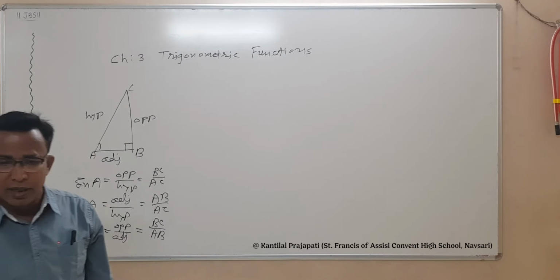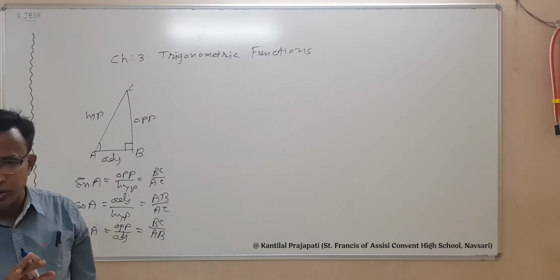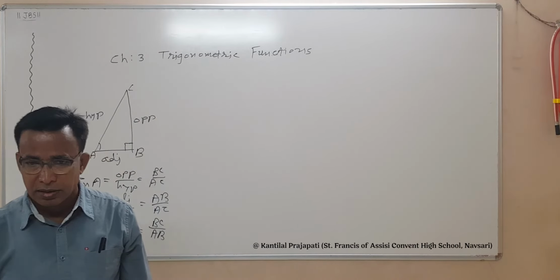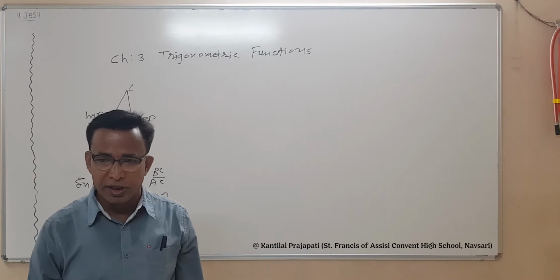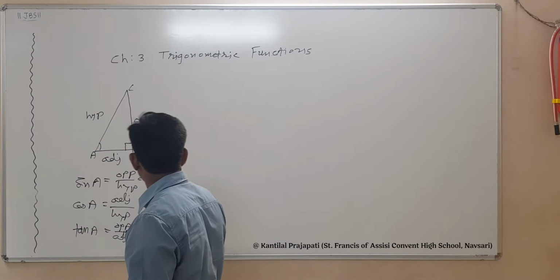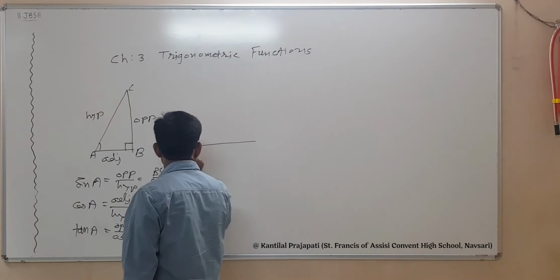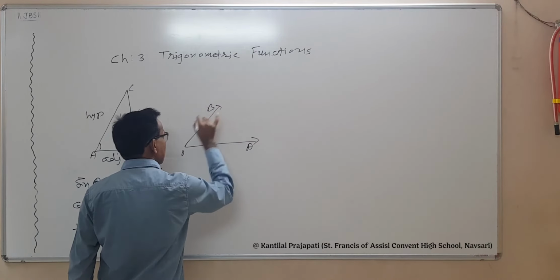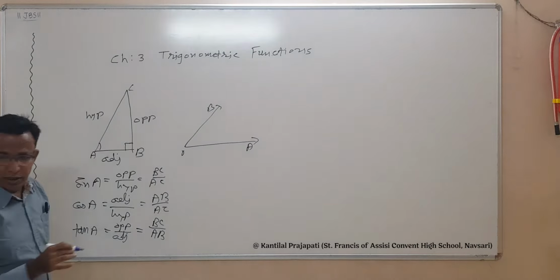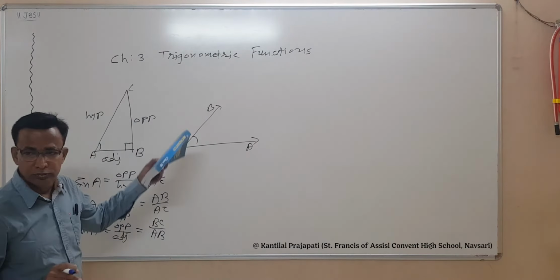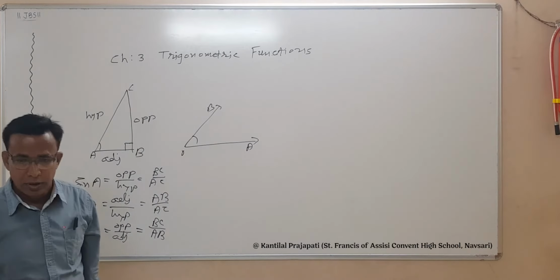About angle, you have learned in earlier classes also. The union of two rays with the same initial point is called the angle. Like this, these two rays OA and OB. The union of these two rays is called the angle AOB.